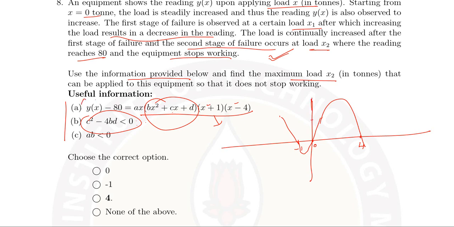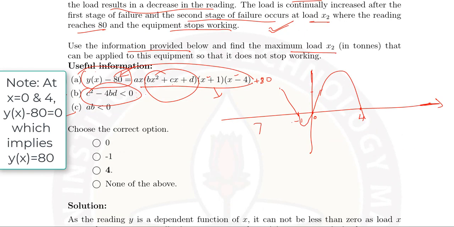Now let us make use of the information given over here, that is y of x minus 80. Now why are we doing minus 80? This is done in order to bring the graph to the x-axis. This 80 will shift the graph down to the x-axis. Now we can also ignore this part, since x is nothing but our load, right? And this is y of x minus 80, correct? The y-axis is nothing but this value, right? And we know that the load cannot be negative, so we can omit this part as well from the curve, right?